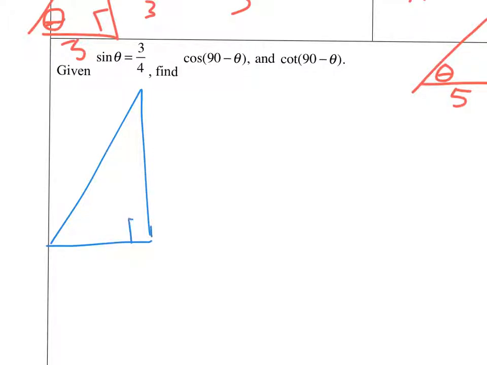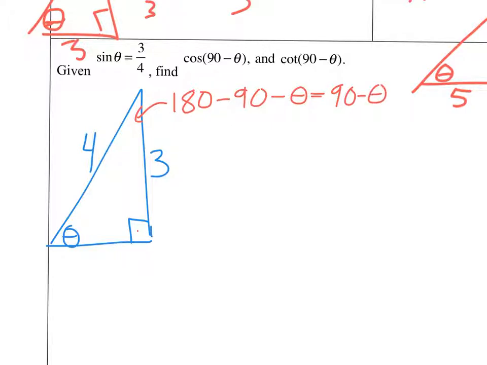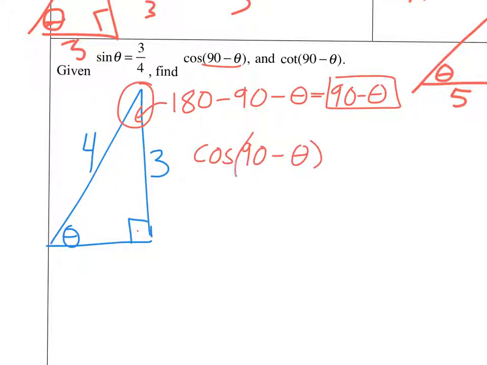So given sine of theta is equal to 3/4, I'm going to just draw that in here. So 3 over 4. Rather than label this a different guy up here, since they have 180 in the triangle, I'm going to say this angle is 180 minus 90 for the right angle, minus theta, or 90 minus theta. And oh look, that's what we're trying to find. So we want cosine of this angle. Cosine of 90 minus theta happens to be the same thing as sine of theta, or 3/4.